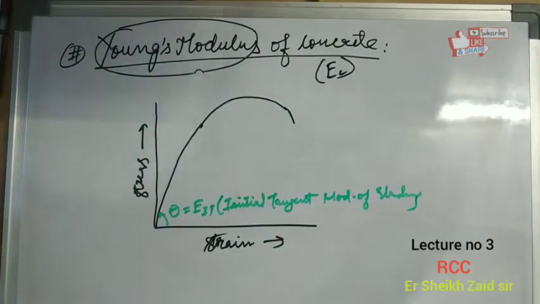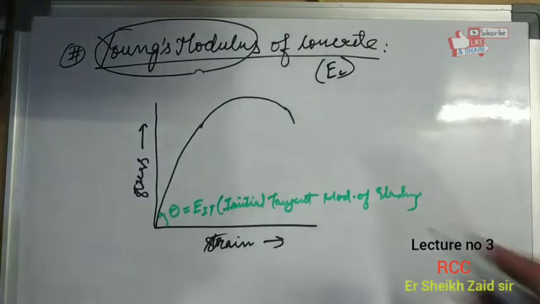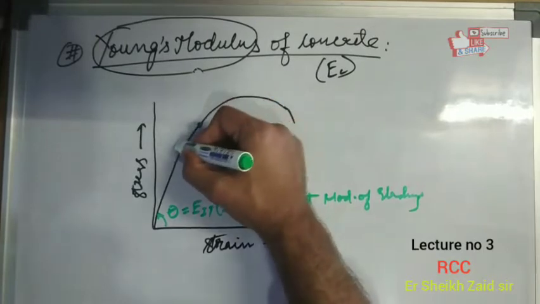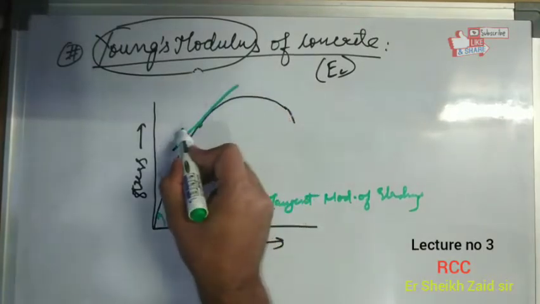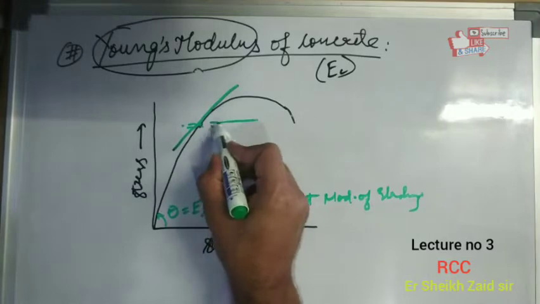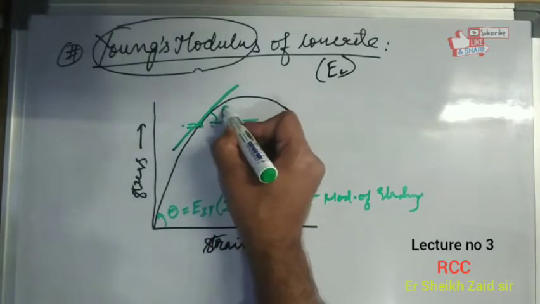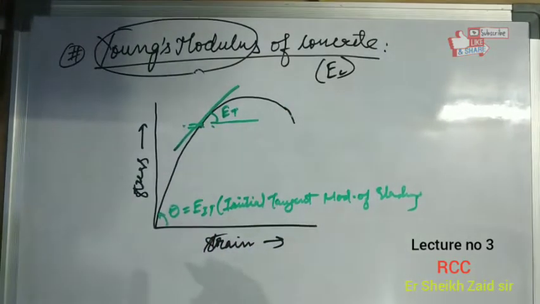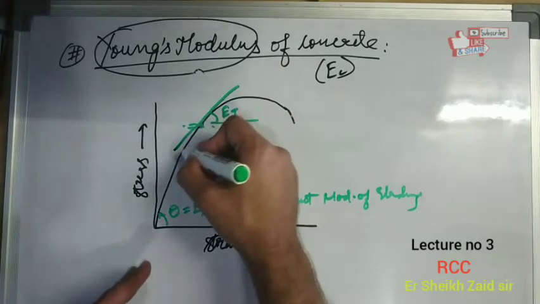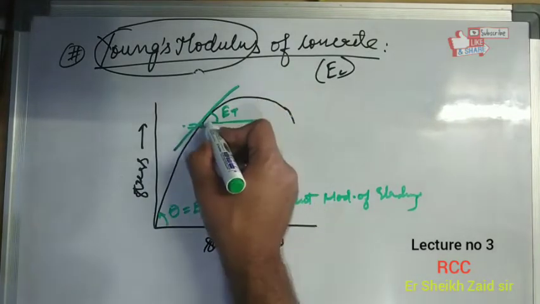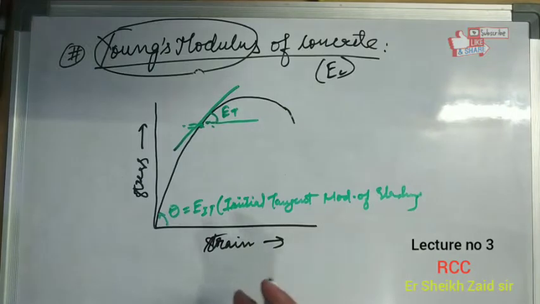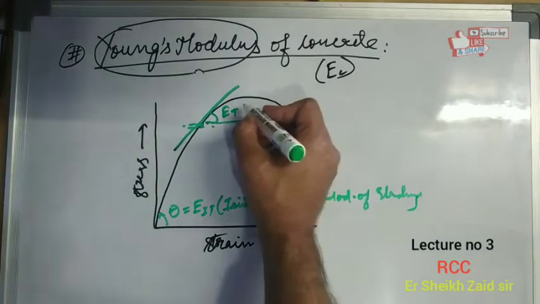Now second comes tangent modulus of elasticity. So what is tangent modulus of elasticity? The slope of tangent at any point on the curve is called tangent modulus. For example, this is a point and I'll make a tangent. The slope here will represent the tangent modulus of elasticity. So at any point on the curve, the slope of the tangent that it makes with the horizontal will be called as tangent modulus.